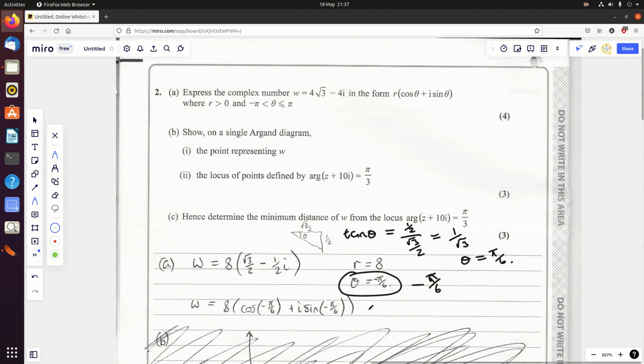And remember, if you key that into a calculator, and you can check it if you like, you will get that. So that is something you can check. Okay, part B. Represent w in an Argand diagram. Well, that's easy. Just 4 root 3 across, minus 4 down.